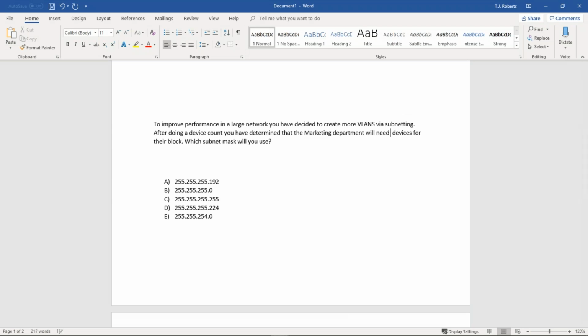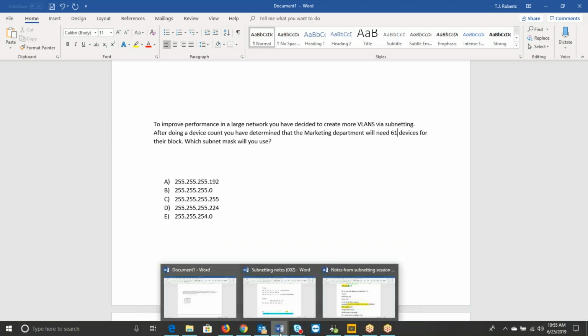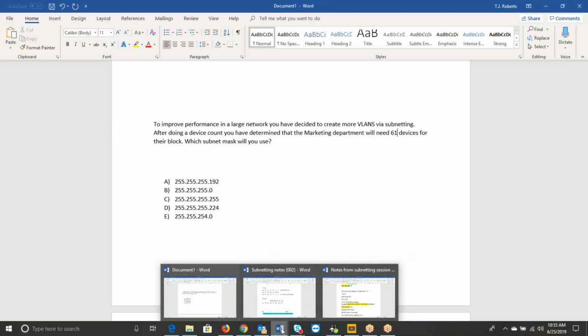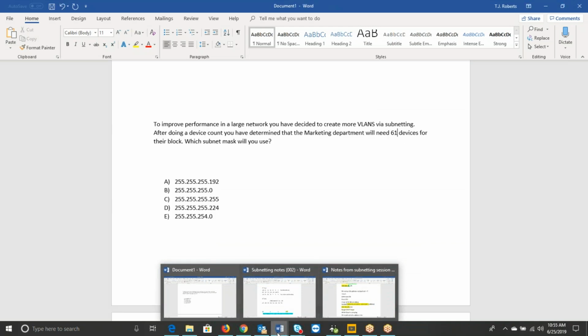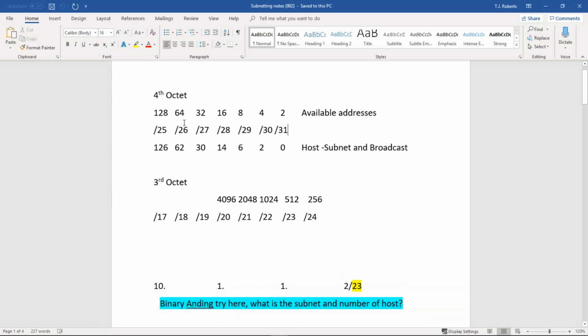What if I did this? Be ready for this because they could try to get you. I guarantee it. Maybe not on Net Plus, but if any of you are going to be taking Cisco, you definitely need to be familiar with ranges. If they try to do this, you come up to this chart.